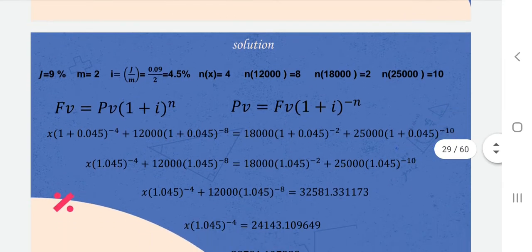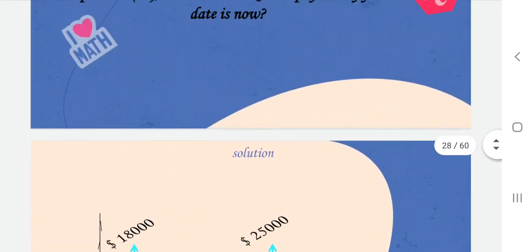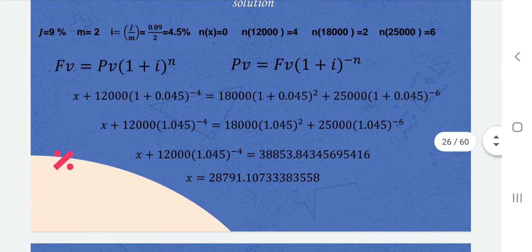By substituting in the formula, note that we will substitute in the formula present value equals FV times 1 plus I to the power negative n. Finally, we get X equals 28,791. The same result as problem number 11.